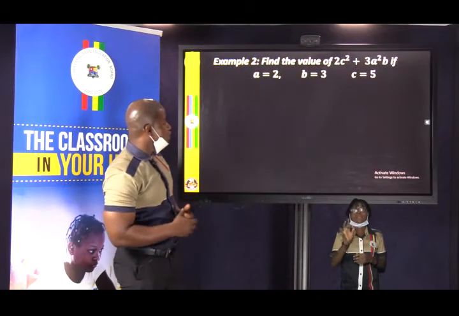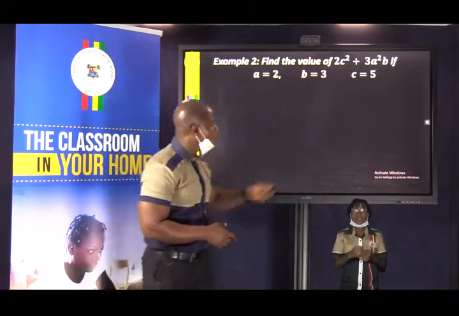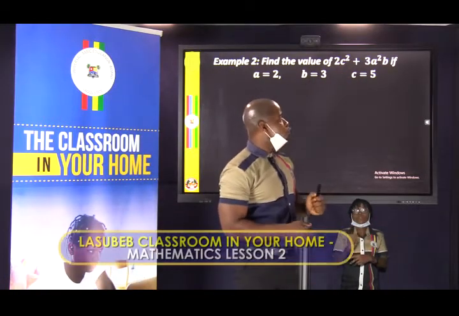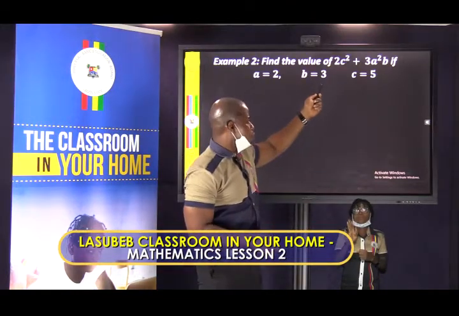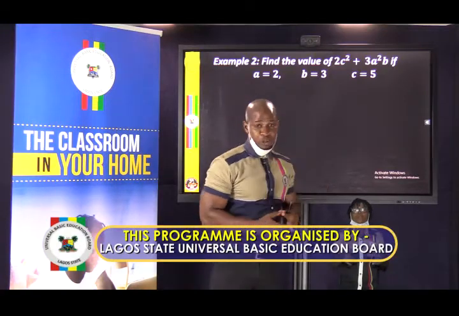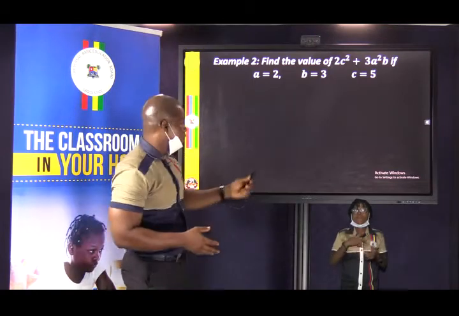48 is the answer here. Let's look at something a little bit more complex. This says, find the value of 2c raised to the power of 2 plus 3a raised to the power of 2b if a is 2, b is 3, and c is 5. Do not let this large expression scare you, my friend. We're going to follow the same procedure, so follow me.